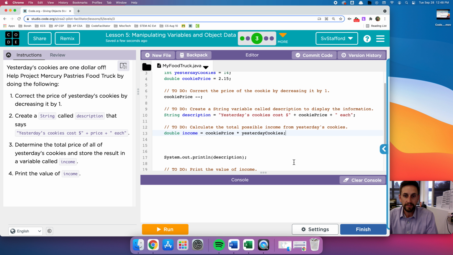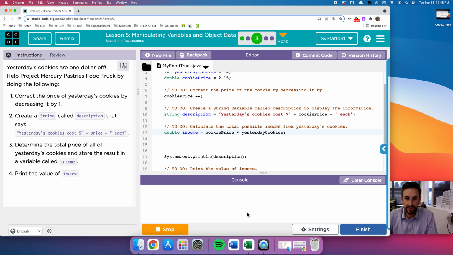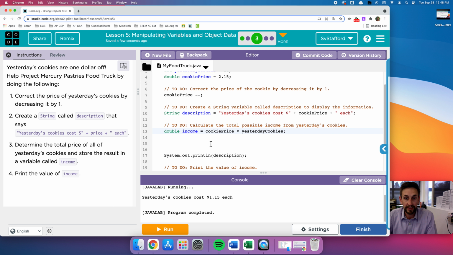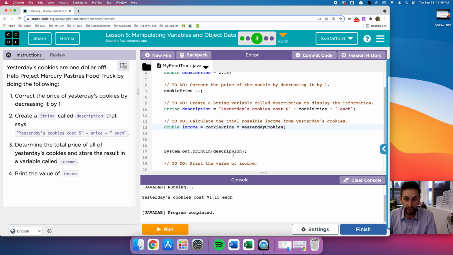Okay. And I'll run this just to make sure that I have it going okay. And it says yesterday's cookies cost $1.15 each, which is what I wanted. So that is getting, I'm printing out the description. I created the string description on line 10, and I'm printing it on line 17.